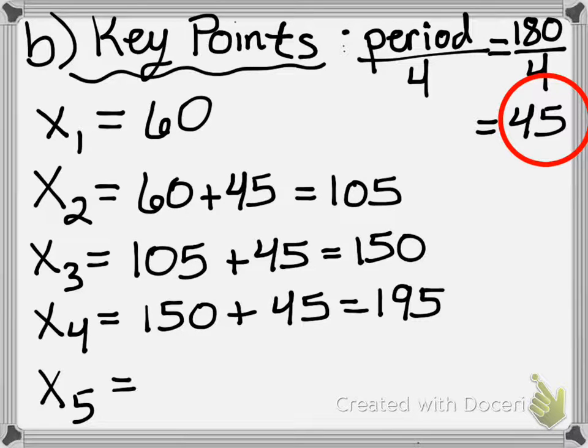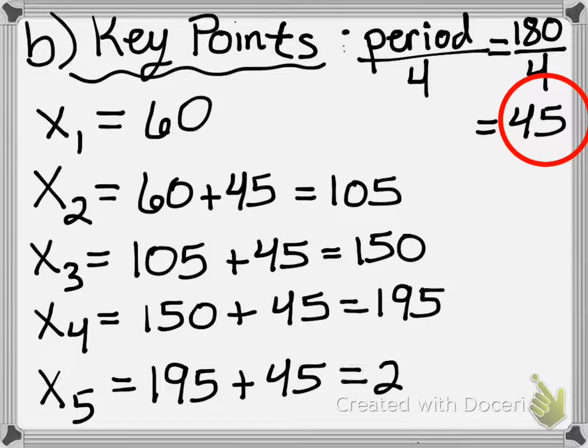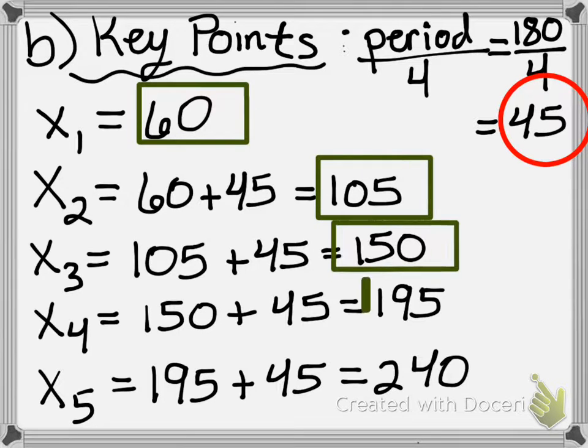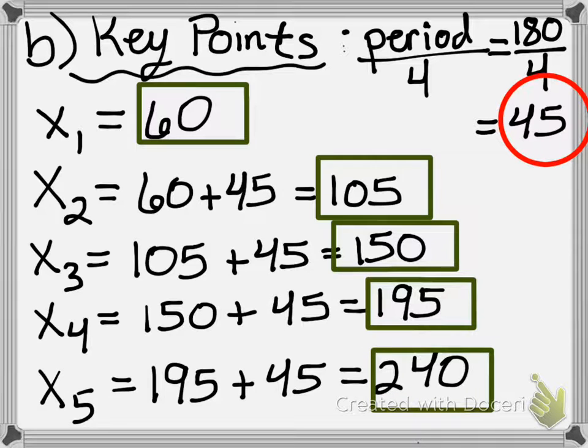Until we get our 5th number. These numbers here are our 5 key points, x1 through x sub 5. So we found 5 x values. Now we need to find the corresponding y values.